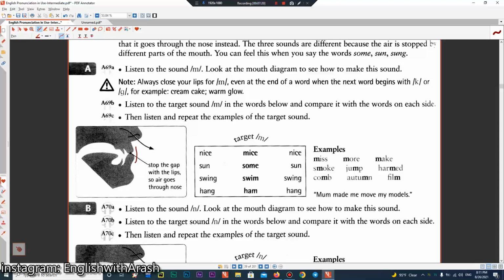So as you see, exactly, lips are closed. You push the air out of your nose and you make the m sound. It's easy because we have it in our native language too. We have it in Farsi, m. Like when you say Maryam, it's exactly that sound.